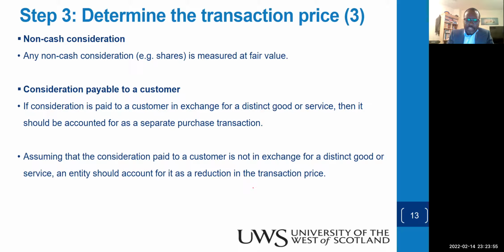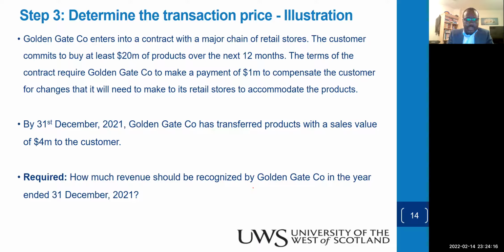Now, assume that the consideration paid to a customer is not in exchange for distinct goods or services. Then the seller should account for it as a reduction in the transaction price. Discounting comes in here. Before we end, we take this example and use it to cover the elements of transaction price determination: the variable consideration, the financing and discounting element we've looked at, the non-cash, and then the element of paying consideration to the customer.